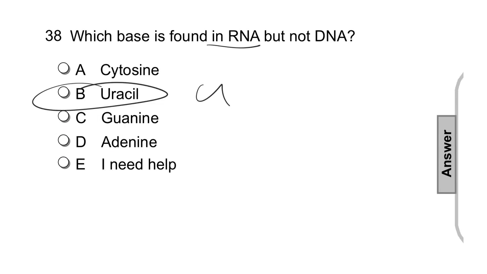Forgot to push a button. So what nitrogen base is found only in RNA, but not DNA? Uracil. Thymine is only found in DNA, not RNA, but they didn't ask that.